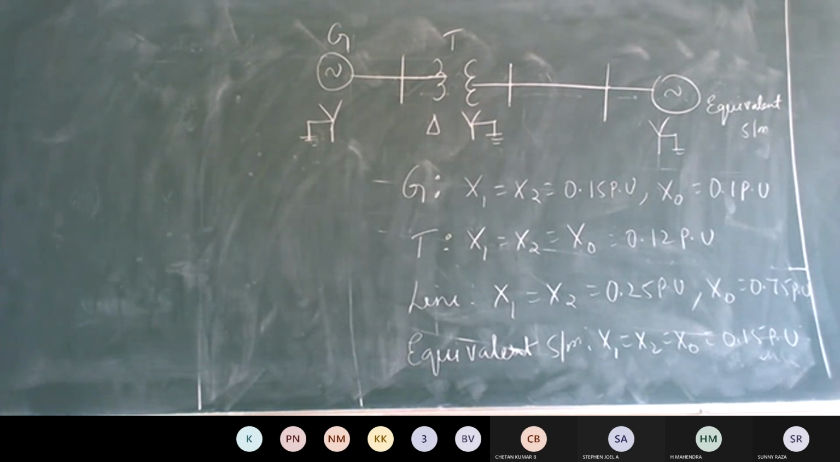Continue the question there. Draw the sequence network diagrams for the system and indicate all per unit values. So go through the question there. Okay, we will solve this example in the next class.